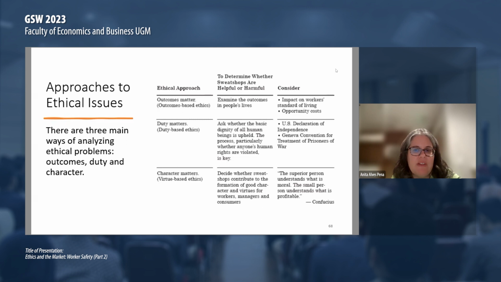In the second ethical approach, if we think about this duty matters idea or duty-based ethics, we could be asking whether the basic dignity of all human beings is being upheld, particularly whether anyone's human rights are being violated, right? That would be a key question. If they are being violated, we would say something is not ethical under this approach. And we could consider, for example, some different pieces of legislation or international agreements that maybe are suggestive of what the population agrees on in terms of what is basic dignity for human beings. So in the US, for example, we might look towards the Declaration of Independence as a basic idea of what government should be doing, normative here, and how that would relate to basic dignity of human beings.